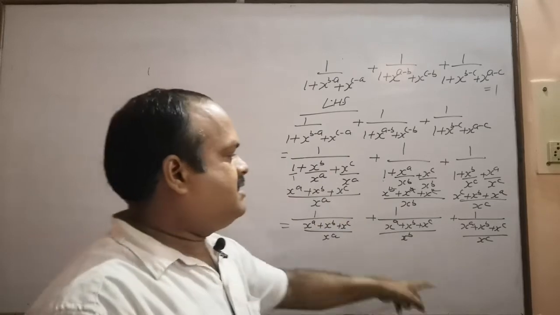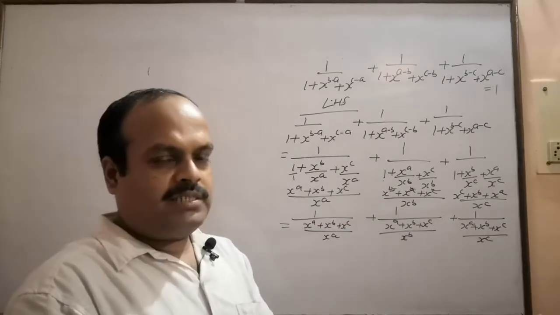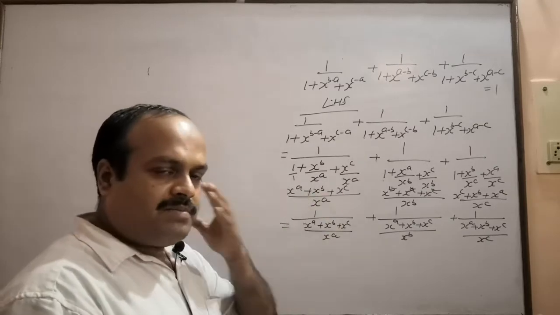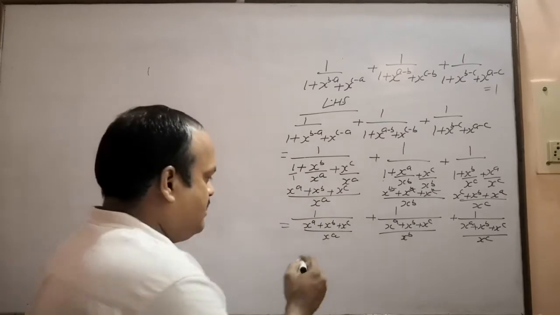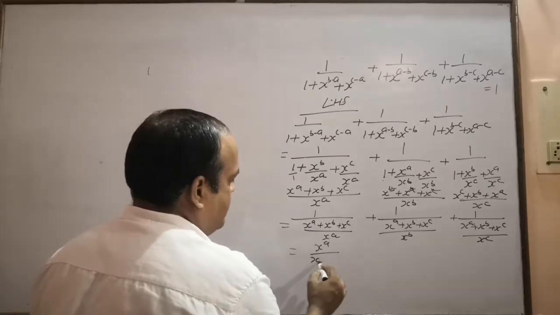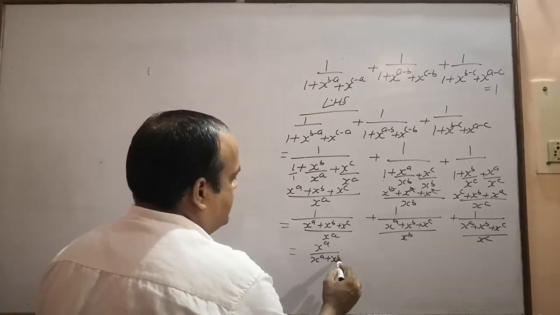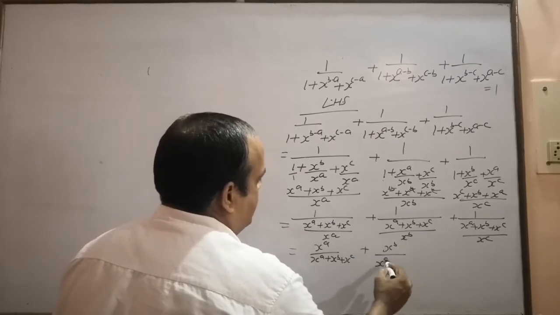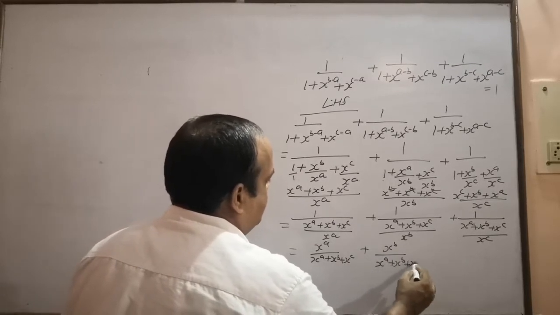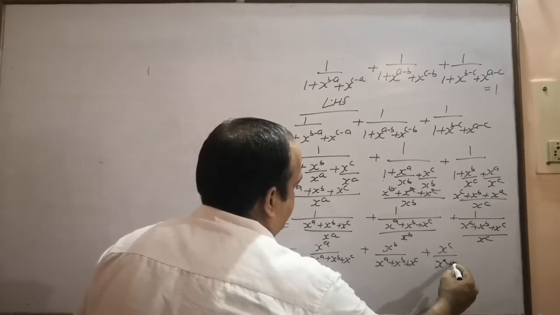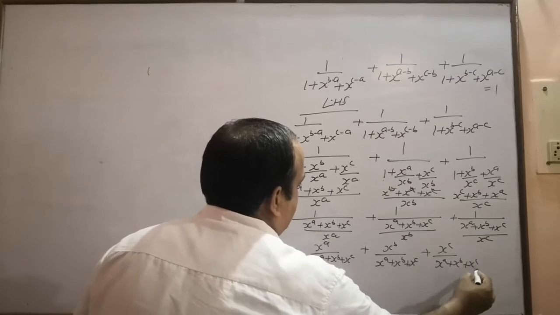So each of the three complex fractions should be changed to simple fraction, and you know how the complex fraction can be changed to simple fraction. So using that concept, we will get here x to the power a upon x to the power a plus x to the power b plus x to the power c, x to the power b upon x to the power a plus x to the power b plus x to the power c, x to the power c upon x to the power a plus x to the power b plus x to the power c.